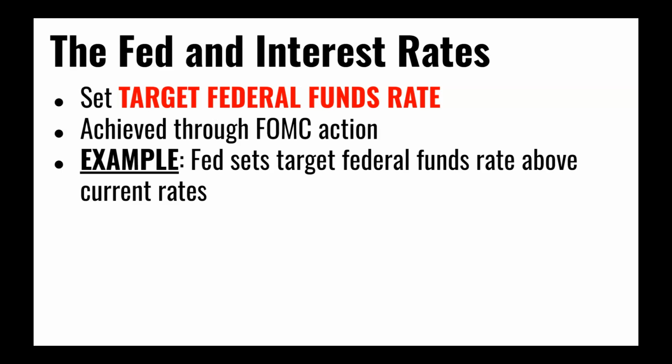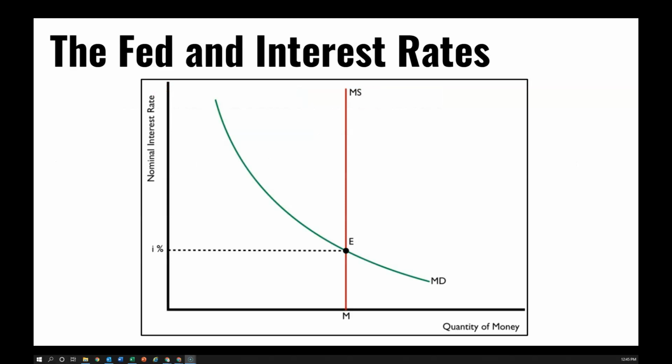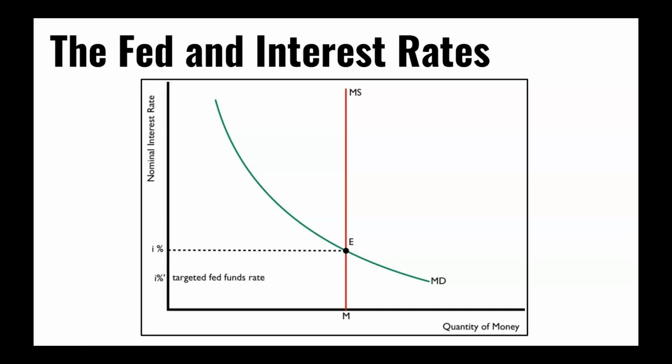And the way that they achieve this federal funds rate that they want to achieve is through the Federal Open Market Committee. They're either going to buy or sell Treasury securities in order to get the money supply at a level that leads to the interest rate that they have set as the target. So the Federal Reserve looks at the market and they say, the current interest rate is not where we want it to be. We believe that the new federal funds rate should be lower than it is today. And so the way they're going to do that is by shifting the money supply curve to the right. They're going to increase the money supply.